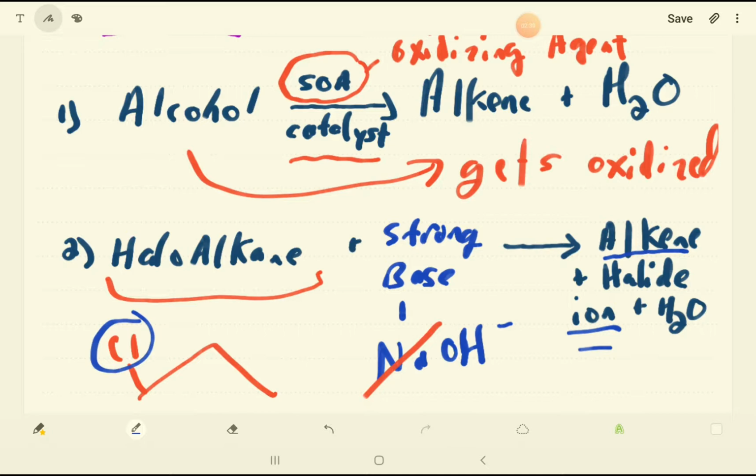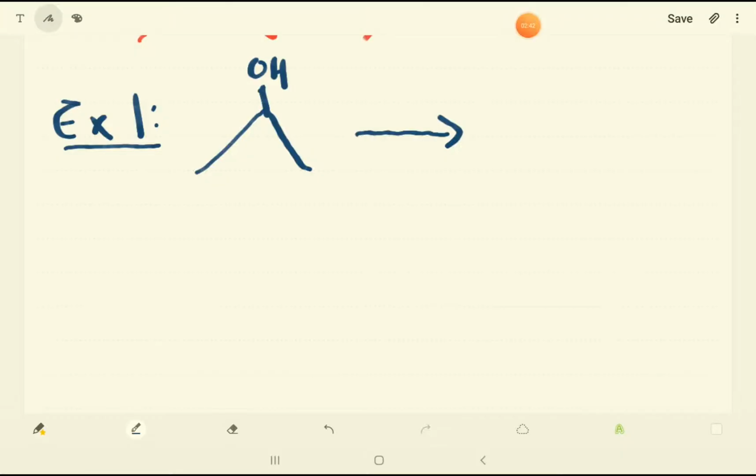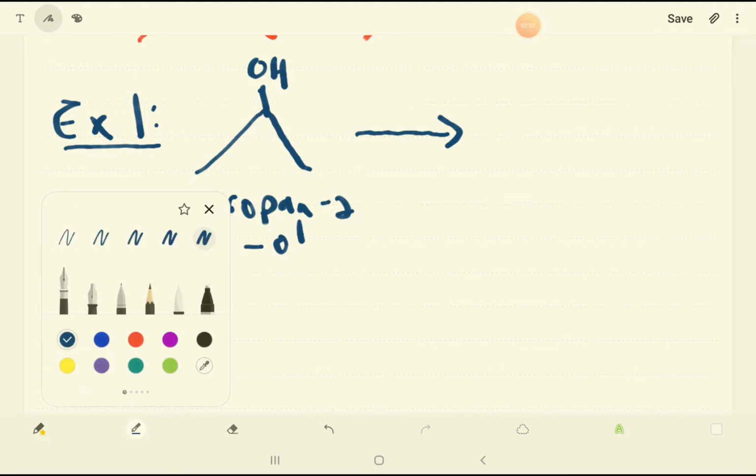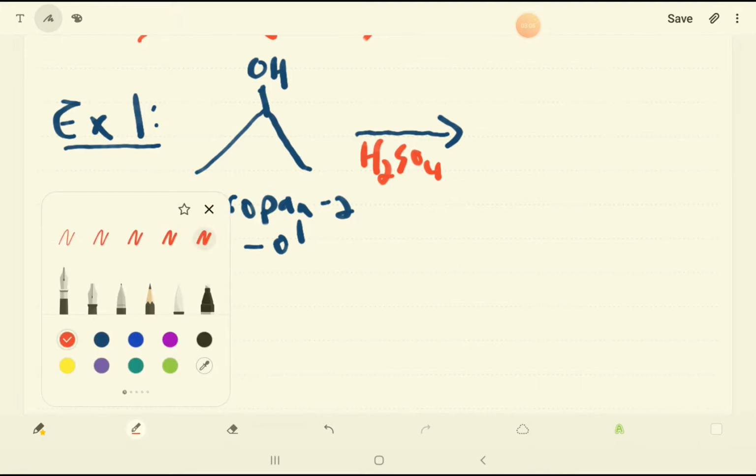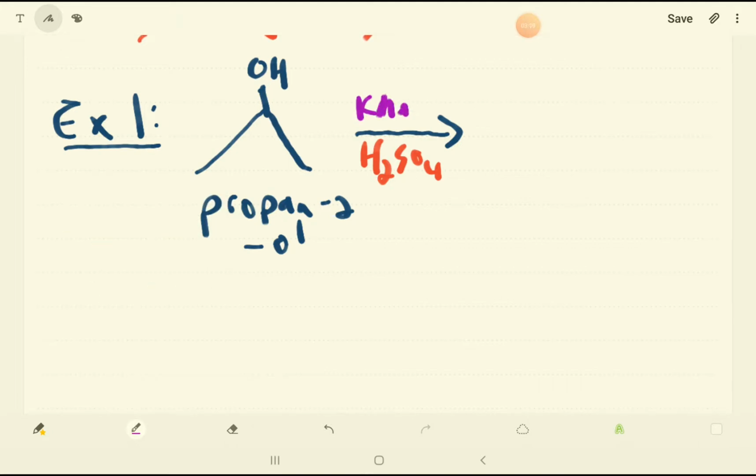Let's do a couple of examples and see how this actually plays out. For our first example, we have an alcohol, propan-2-ol. If we react this with a catalyst, it could be any catalyst, that's fine. A common catalyst is usually H2SO4, but it doesn't have to be that. We'll use H2SO4, and then we'll use KMnO4 for our oxidizing agent. Again, you could use any of these. We're not going to test you on which one you should use, just as long as you know that a catalyst needs to be present as well as an oxidizing agent.